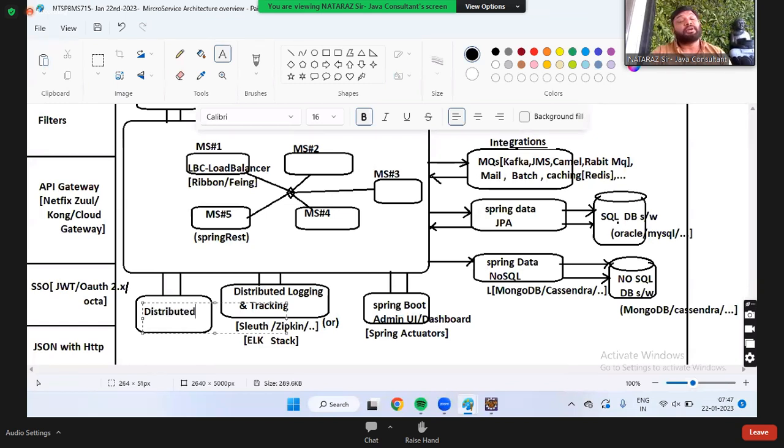Suppose a transfer money operation between two accounts of two different banks. Each bank uses their own database, right? So how many databases are involved here? More than one database is involved. So it definitely needs distributed transaction management support. Definitely it needs the support of distributed transaction management.